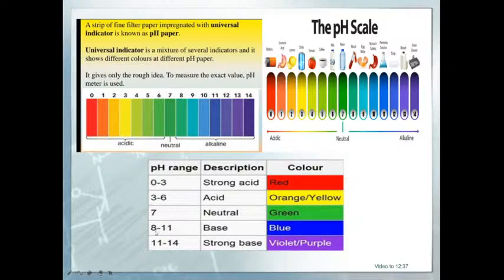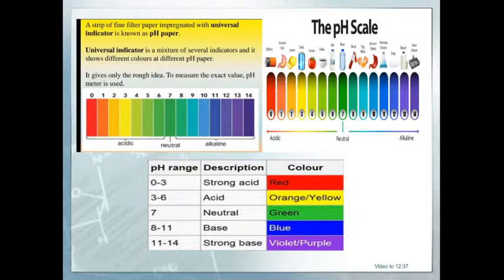If pH is ranging from 8 to 11, it means it is a weak base and the blue color can be seen, right? And if the pH ranges from 11 to 14, obviously this given substance is a strong base. What color can we see on the pH paper when it is treated with a strong base? Violet or purple color, right? Understood? So what is a universal indicator? A universal indicator is a mixture of several indicators and it shows different colors at different pH values.